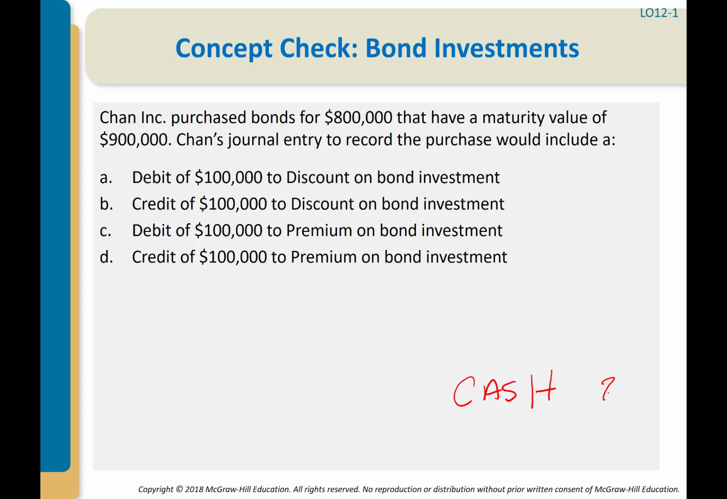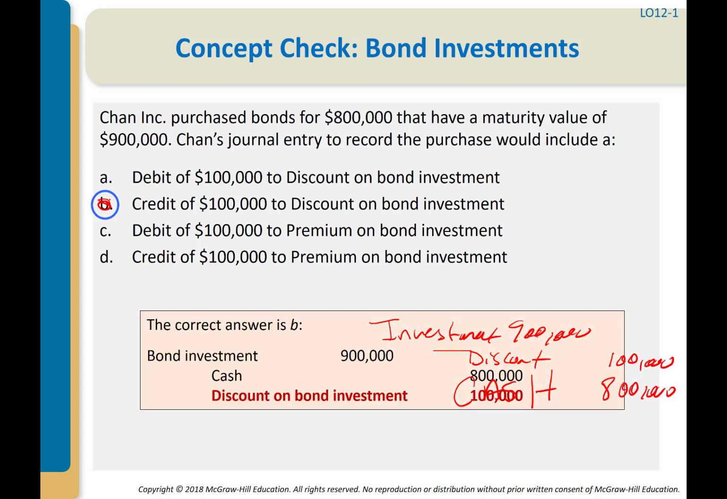So we got a credit to cash for what? $800,000. Good, that we purchased the bonds for. We've got the investment for $900,000. And so we need a credit to make this journal entry balance. And that credit is to what? The discount. Good. So the answer here is B. They showed me the journal entry anyway, so I can erase this, which is what we just wrote up there.